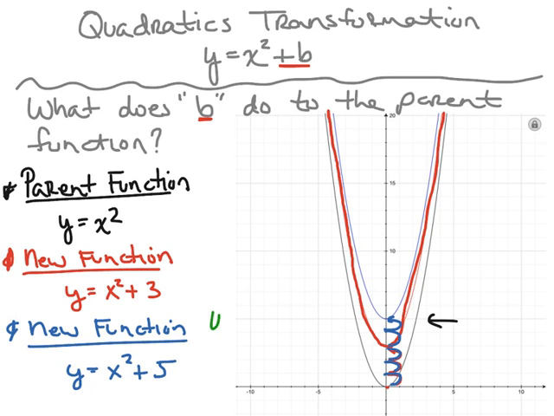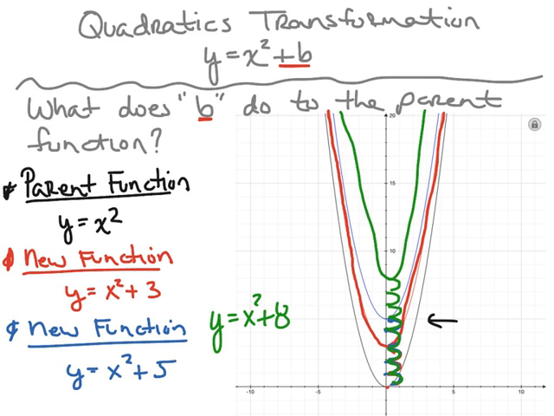If I were to give the equation y equals x squared plus 8, as you would imagine, this time we would take our parent function and move it up 8 units from the origin. So that would be 1, 2, 3, 4, 5, 6, 7, 8. So now I end up with a graph that looks something like this. Once again, all that the plus 3 and plus 5 are doing to my parent function is moving it up 3 units and up 5 units.